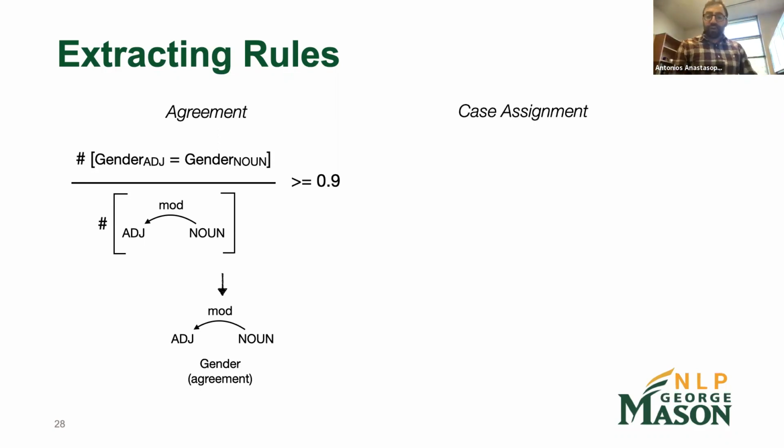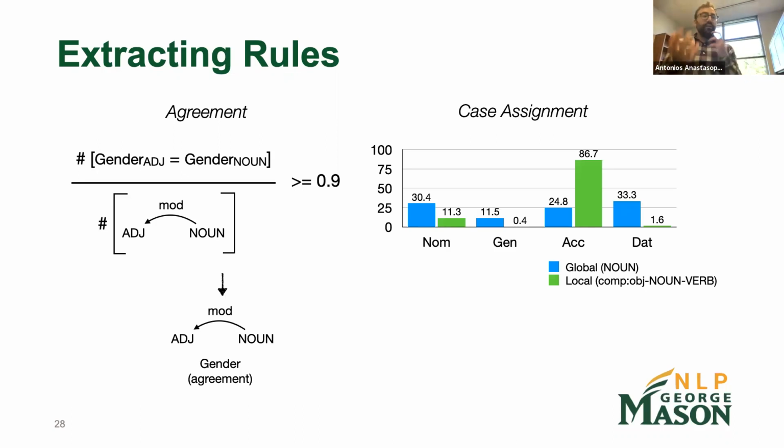Okay. For case assignment, the idea behind it is that if you look at the distribution of cases on the corpus in general, right? In this example, I think it's German, and you look at all of the nouns that always have case in German, and some of them are 30% of them. If you look at the blue bars, 30% of them are in nominative, 11% of them are in genitive, 25% are in accusative, and 33% of them are in dative, right? This is throughout the whole corpus without looking at anything else.